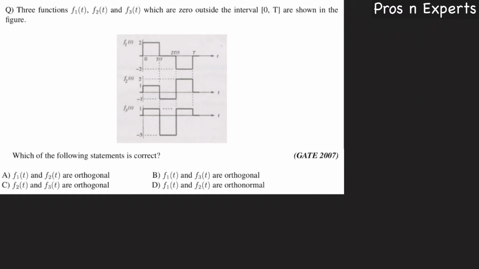The next question is: three functions f1 of t, f2 of t, and f3 of t are given, which are 0 outside the interval 0 to t. So the signal value exists only from 0 to t, and outside the interval all the signals are 0. The question is, which of the following statements is correct?